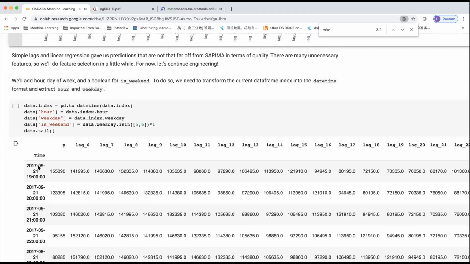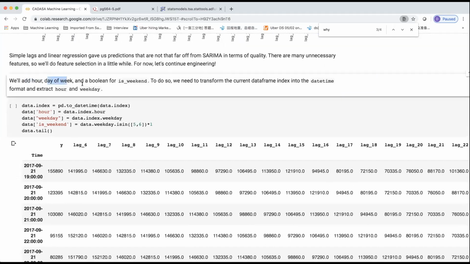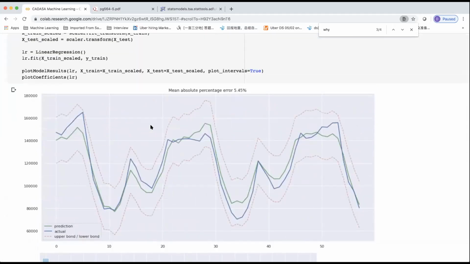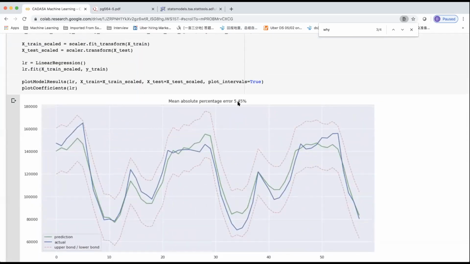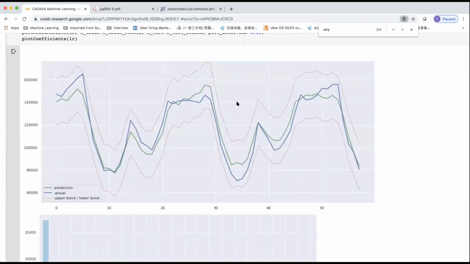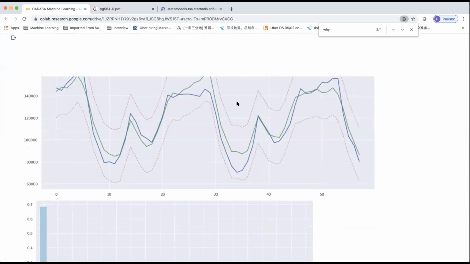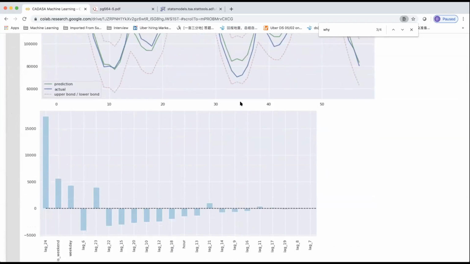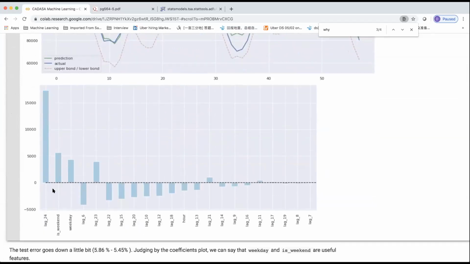The next part is, what if we try to add more? We add hour and day of the week, and whether it's a weekend, to the regression, to see whether that improves the model. After that, the mean absolute percentage error is 5.45%. So it improves a little bit, from 5.86 down to 5.45. But if you look at the coefficient of the 24th lag, it's over 50,000.